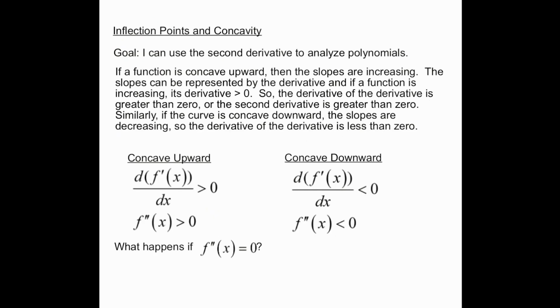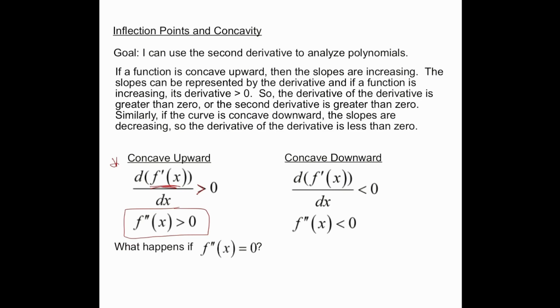We've seen that if a function is concave upward, then the slopes are increasing. The slopes are represented by the derivative. If a function is increasing, then the derivative will be greater than 0. So this is represented right here. If I have a function where it's concave upward, then the slope is increasing, or the slope of the derivative, that's this part right here, will be greater than 0. So the derivative of the derivative will also be greater than 0. So the second derivative will also be greater than 0.